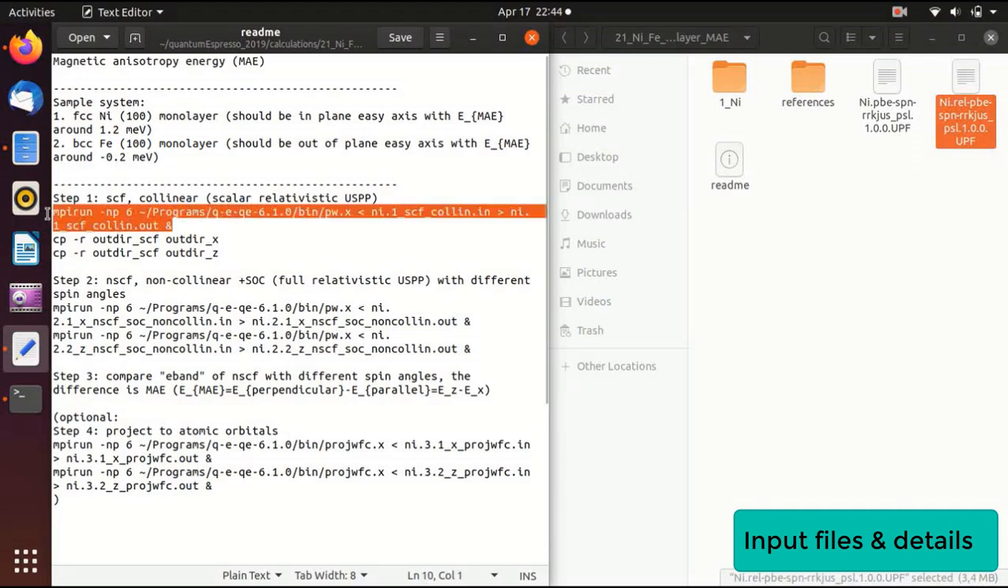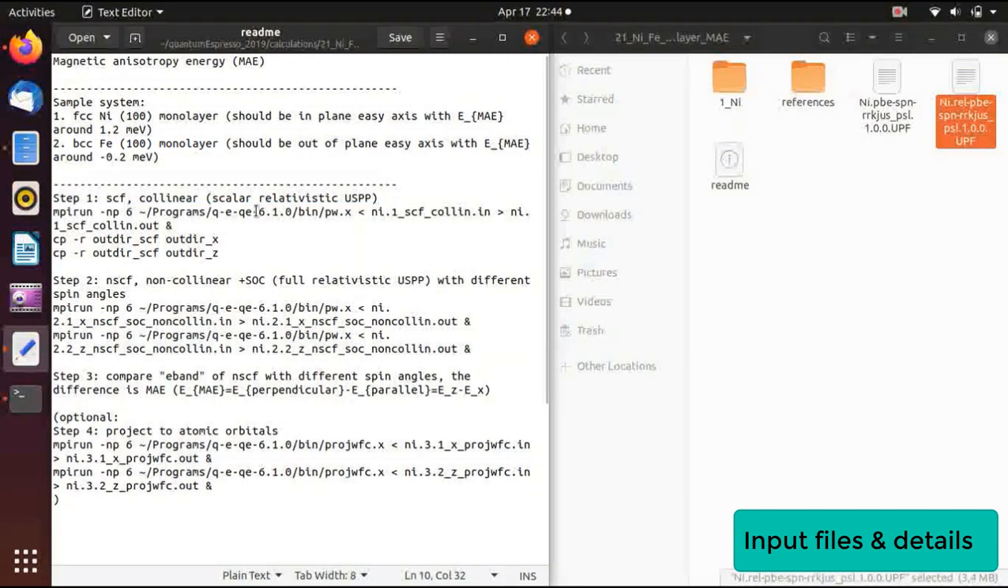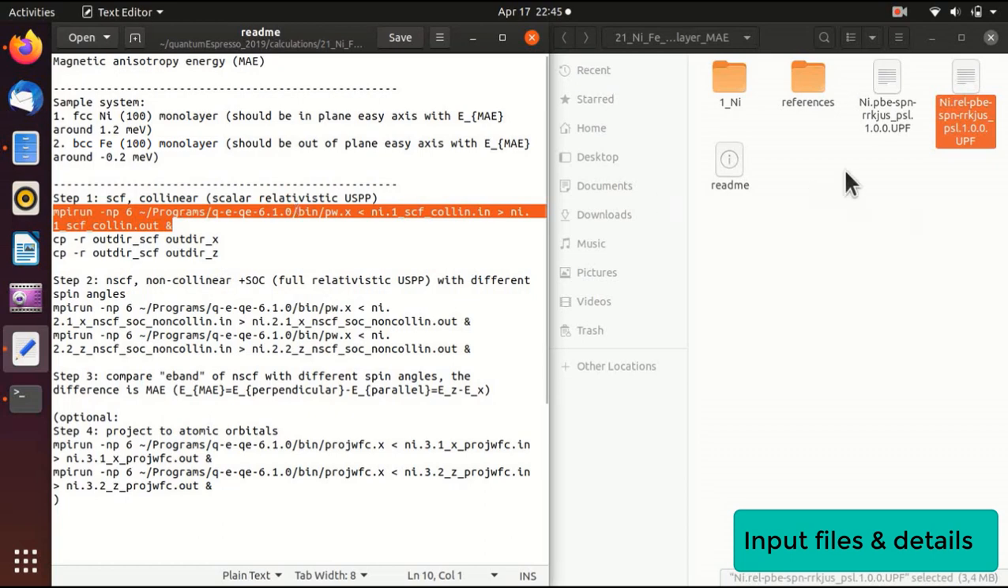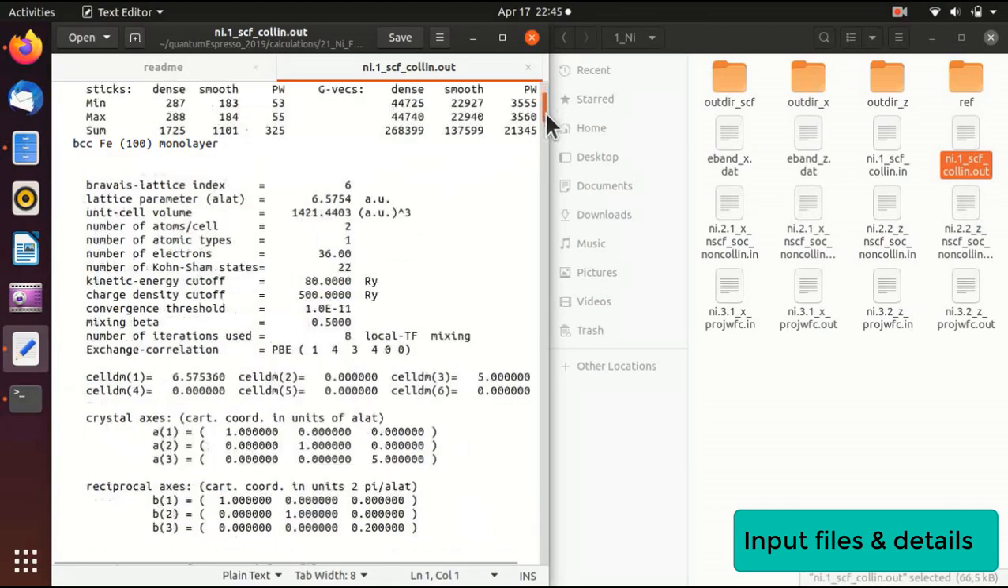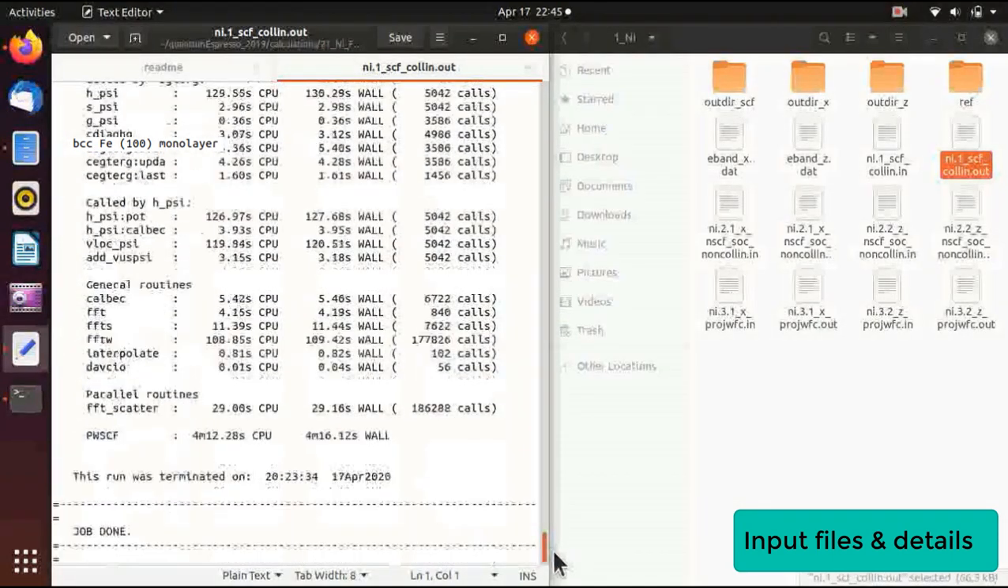And to run the code, we use this familiar line. In this case, notice that I compiled Quantum Espresso 6.1. So we use 6.1. I will not run the code here, but I can show you the output. But there's nothing special here.